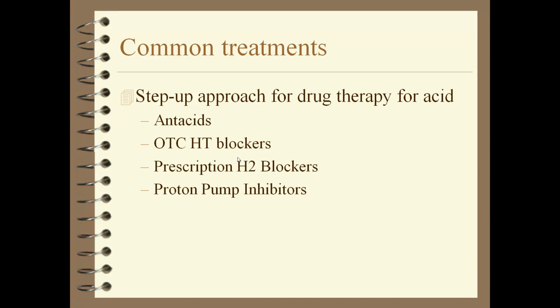So for a patient that has GERD, we need to start low and work up to the more extreme measures. So the step approach for acid regurg is, let's start with an antacid. An antacid like Tums, over the counter. If that doesn't do the job, the patient may need over-the-counter H2 blockers. That should say H2 blockers, not HT blockers. If those aren't strong enough, then let's give a prescription of H2 blockers. The top of the heap is proton pump inhibitors.